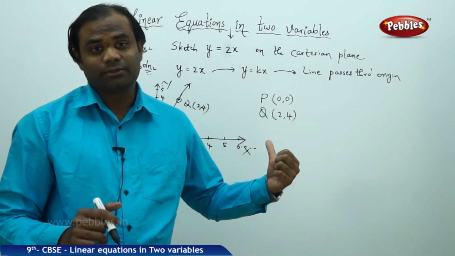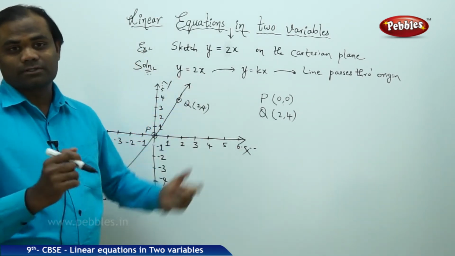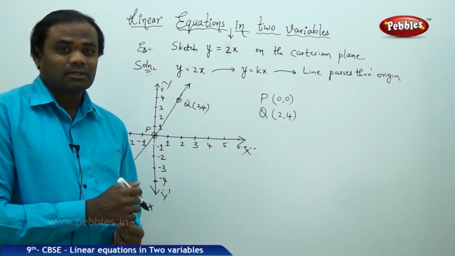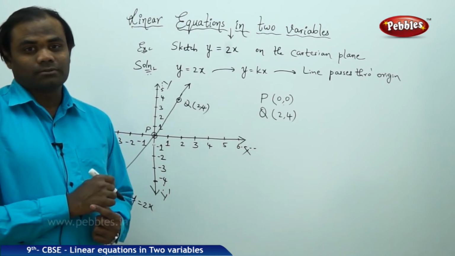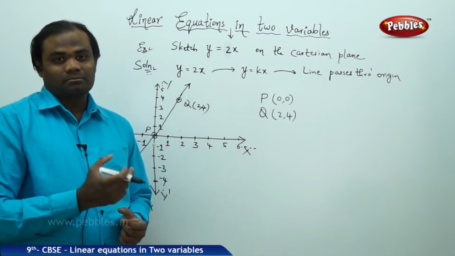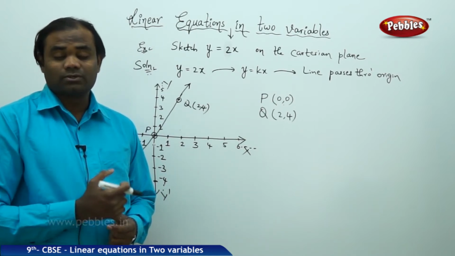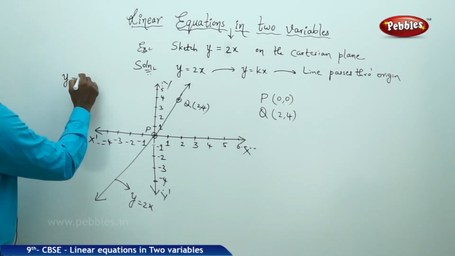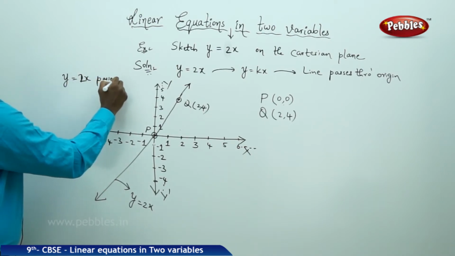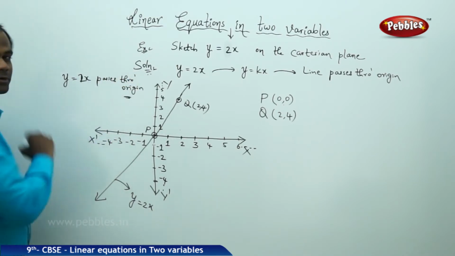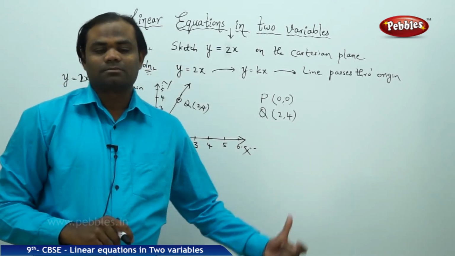It must pass through the origin because it does not have a constant. No constant, it must pass through the origin. A constant, then the line does not pass through the origin. So a constant plays a vital role in deciding whether the line passes through the origin or does not pass through the origin. Y equals 2x passes through the origin is the learning outcome in this problem.